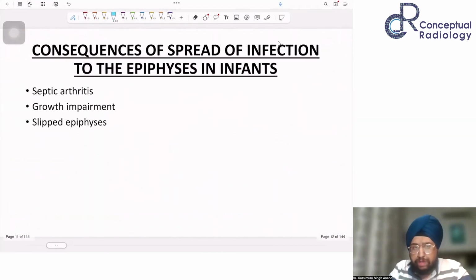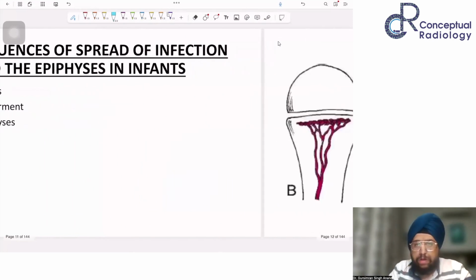What are the consequences, which I already told you? There is epiphyseal involvement, which can lead to slipped epiphysis. This can lead to growth impairment. And if there's joint involvement, there is joint effusion, and there are erosions that will lead to septic arthritis.